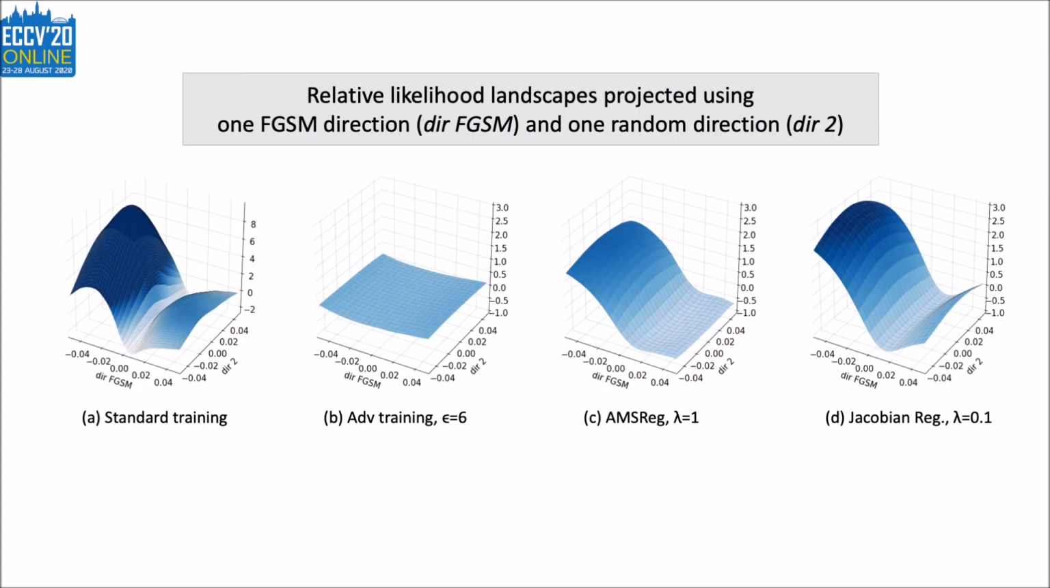To understand this, we conduct further analysis by looking at the flatness along the attack directions instead of random directions. Here, graphs show the likelihood landscapes projected using one FGSM direction and one random direction. Both Jacobian and AMS regularization are able to flatten out the random directions quite well. However, neither regularization is able to flatten in the FGSM direction as well as adversarial training. We suspect this is why AMS regularization does not have as high robust accuracy as adversarial training.